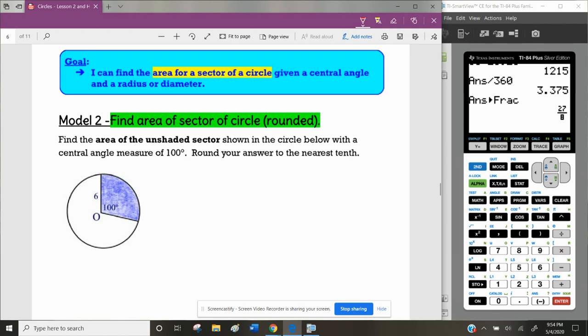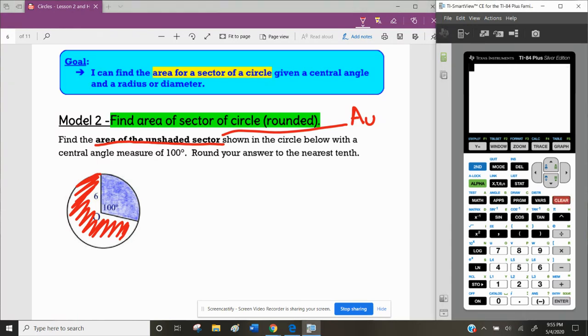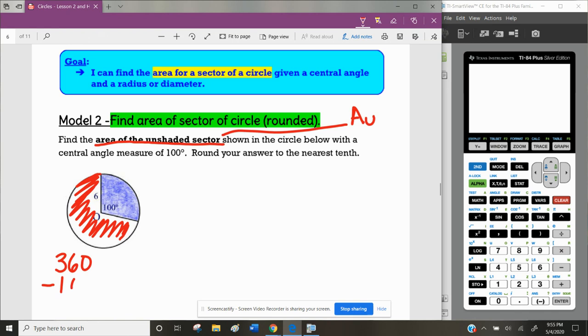All right, so here we're going to find the area of the unshaded section or sector, which is this part over here. Okay, so that means I'm going to call this A sub U for unshaded. You can call it whatever you want. If you want to call it X, call it X. If that's what you're comfortable with, use what you're comfortable with. All right, so that means if I want the area of the unshaded, the whole circle is 360 degrees. The shaded area is 100 degrees, meaning the unshaded area has a central angle here of 260 degrees.